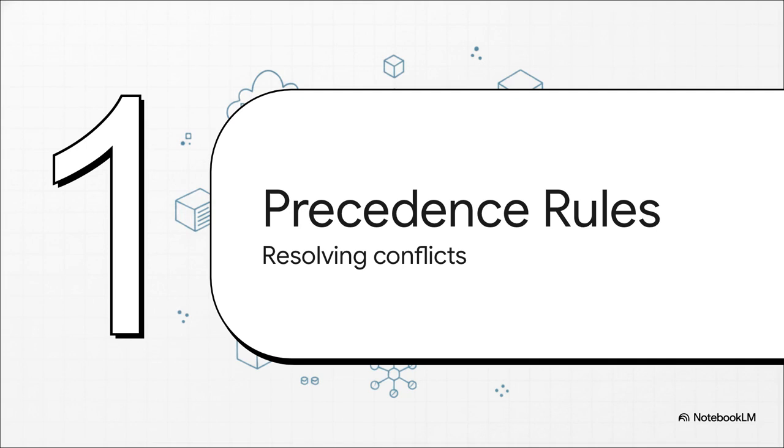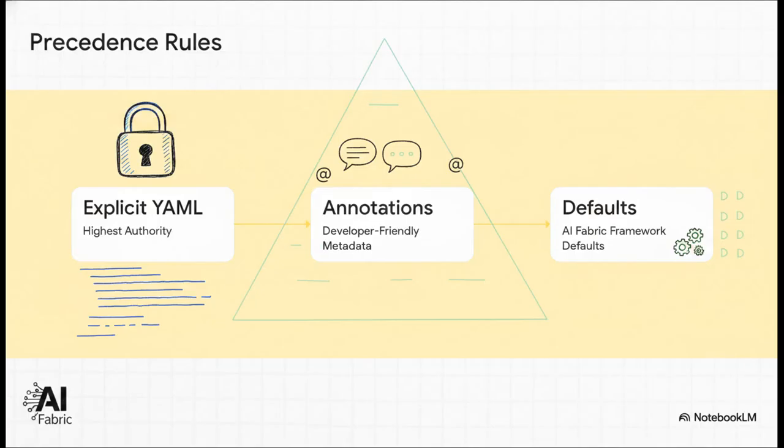Next up is section 3, configuration precedence rules, and how AI Fabric resolves conflicts when they inevitably pop up. With all these different models handling different purposes, we need some very strict rules. This framework builds a clear hierarchy of authority. At the very top, the absolute king is your explicit YAML configuration. That acts as your ultimate policy enforcer.